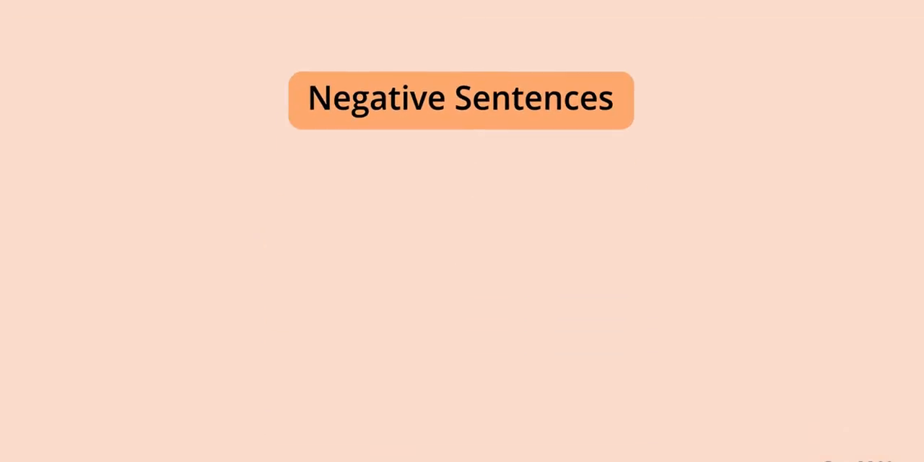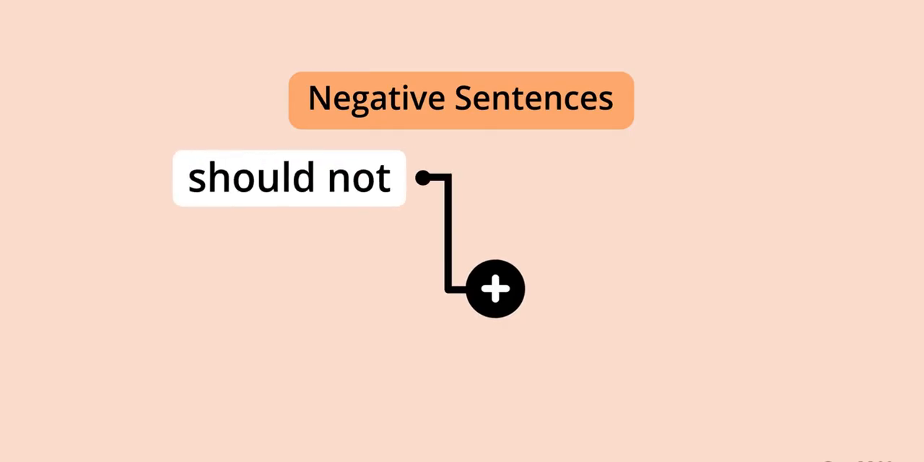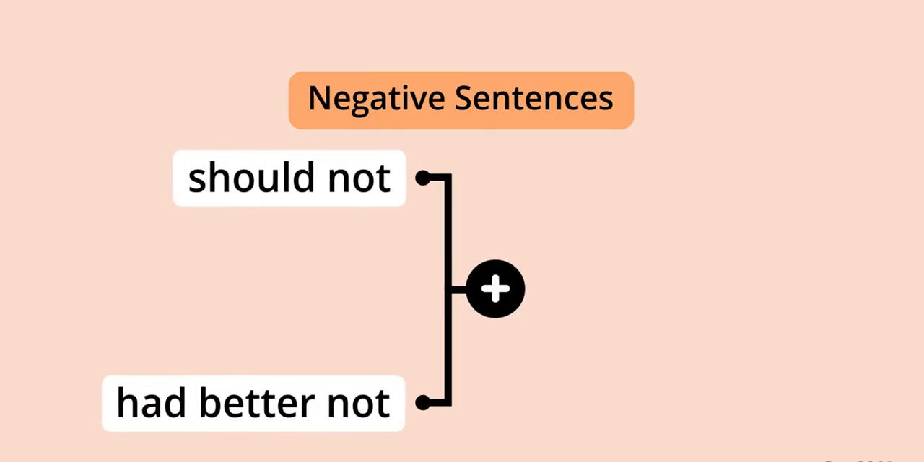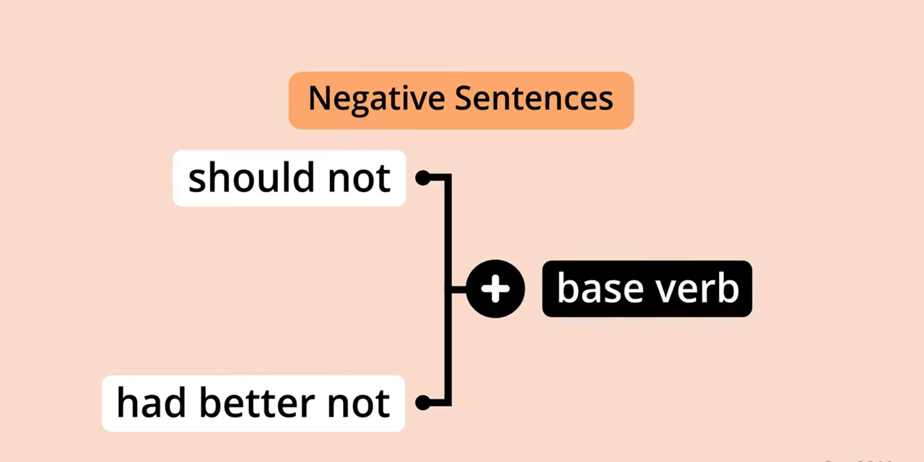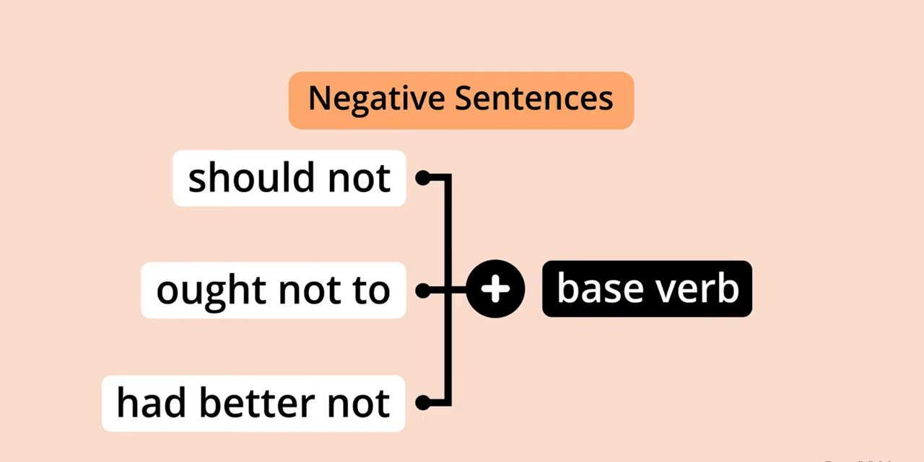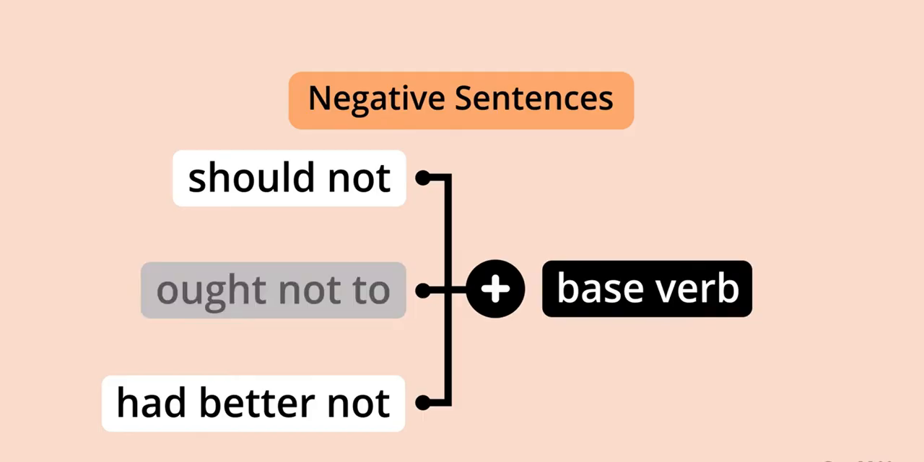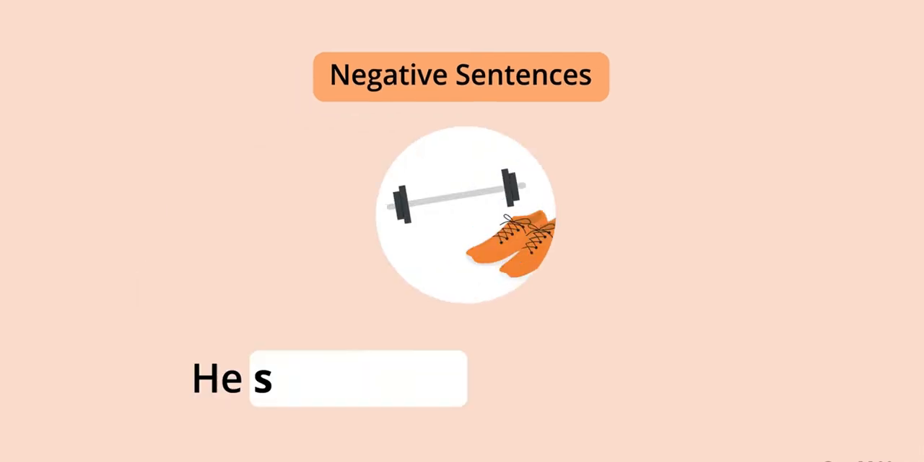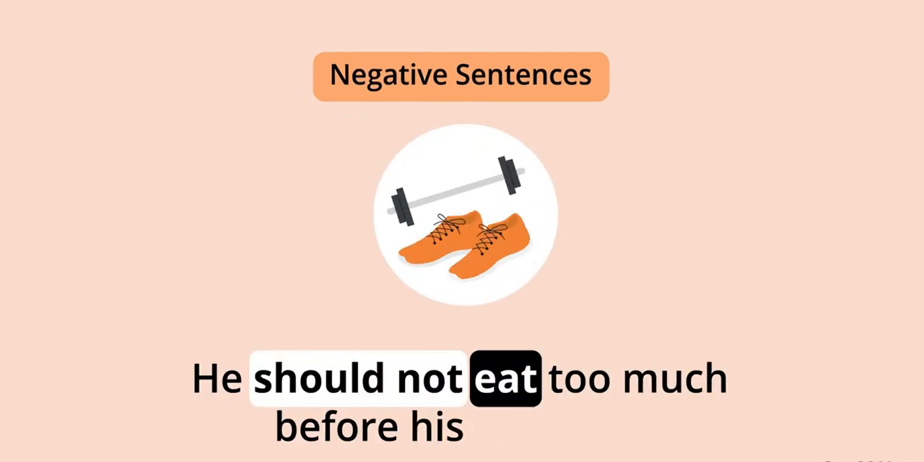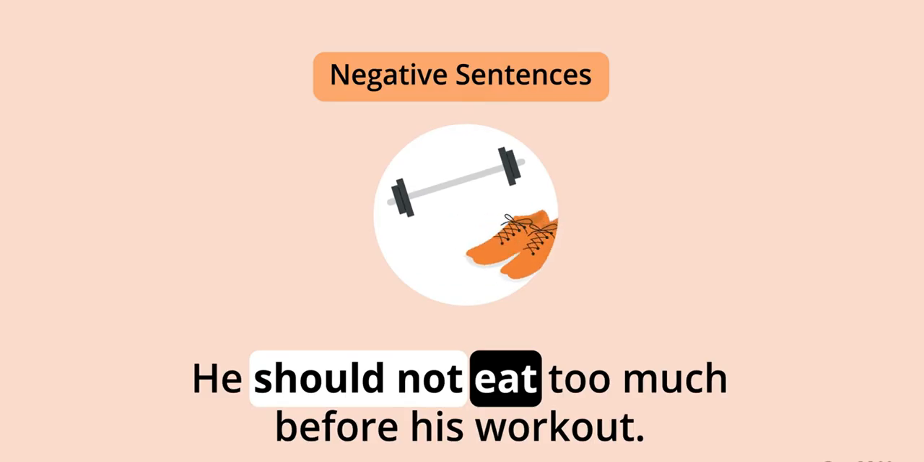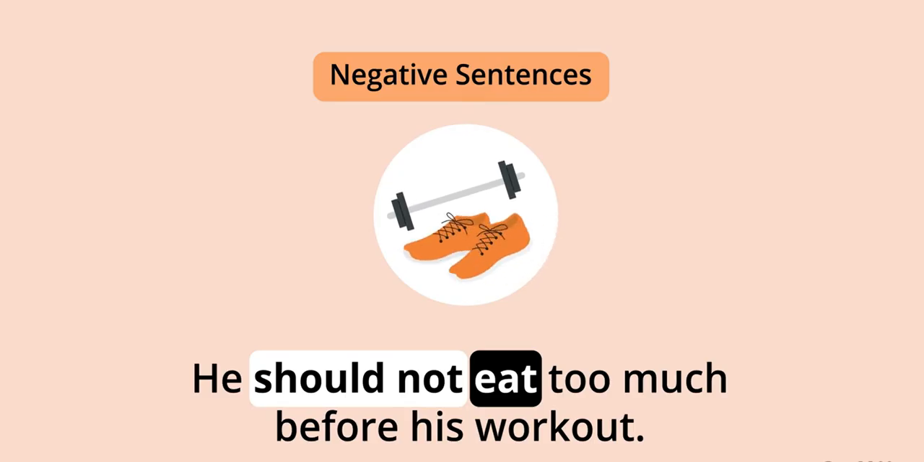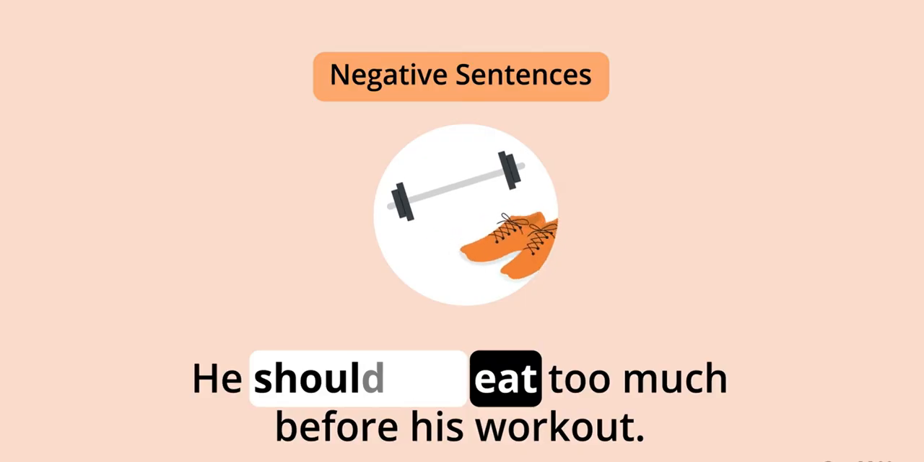In negative sentences, we can use should not or had better not, plus a base verb. Note that ought not to is very formal and almost never used. He should not eat too much before his workout. When speaking quickly, should not contracts to shouldn't.